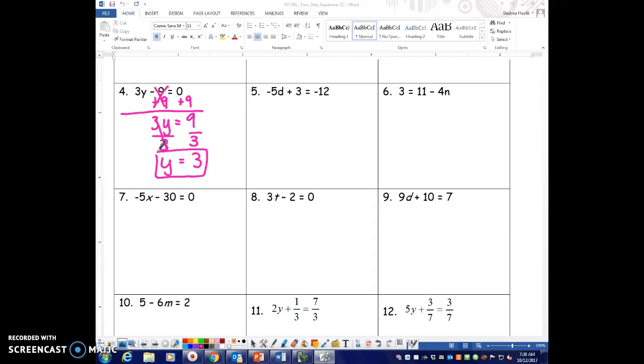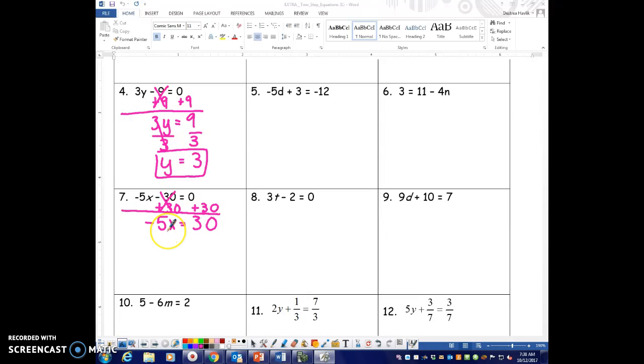Now let's look at number 7. Number 7 says negative 5x minus 30 equals 0. What's our first step here? Add 30. Always do the number first. Add the 30. And what we do to one side, we must do to the other. Okay? So this cancels out. We're left with negative 5x equals, what's 0 plus 30? 30.